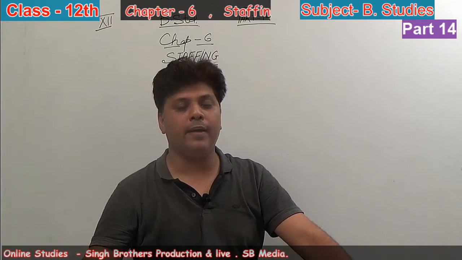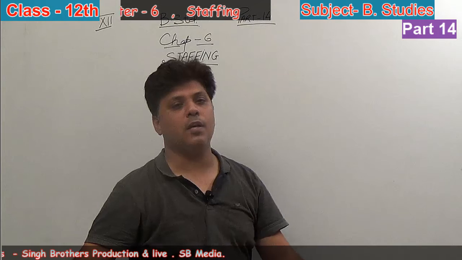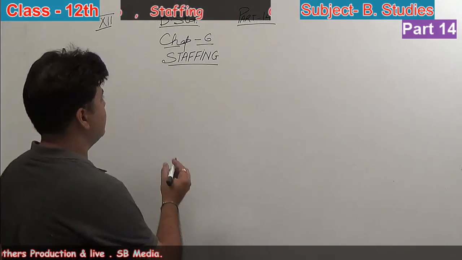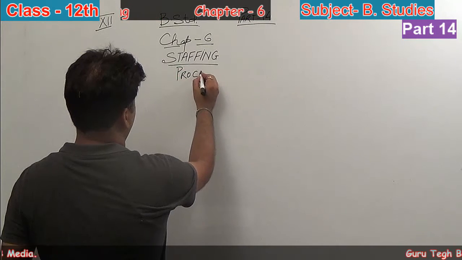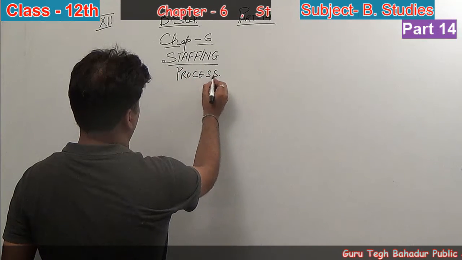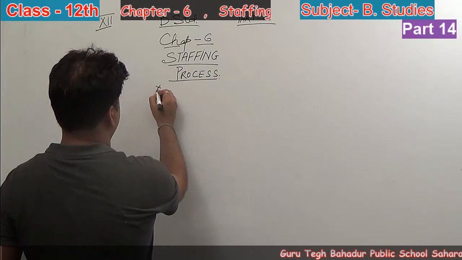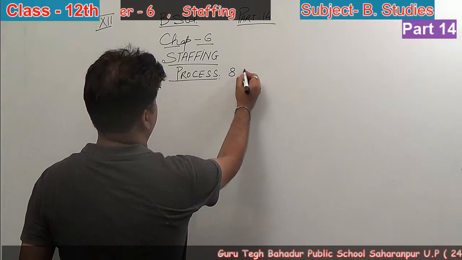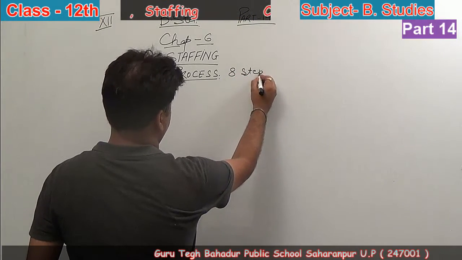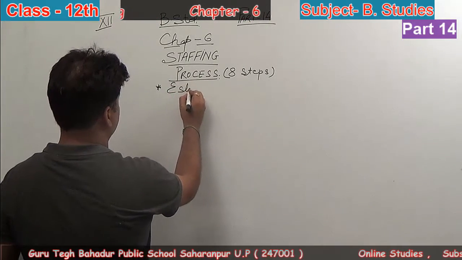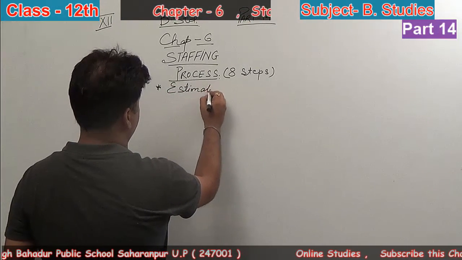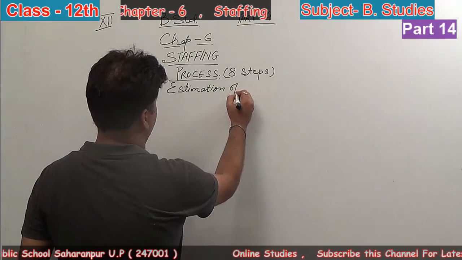Now, today we discuss the next topic of our chapter number 6, that is the staffing process. What steps do we have to follow in the staffing process? In total there are 8 steps, starting from estimation of manpower requirement.